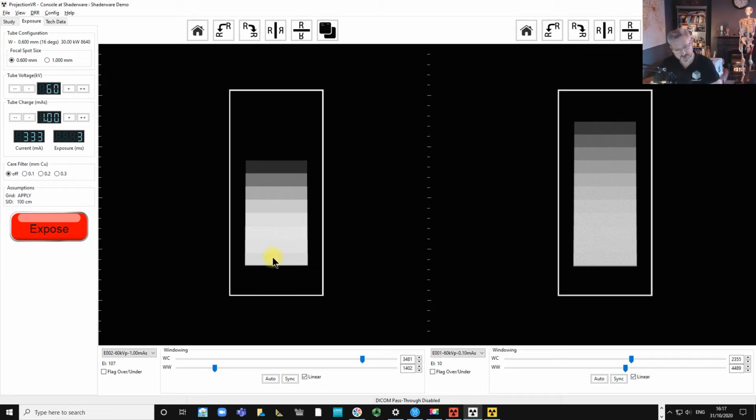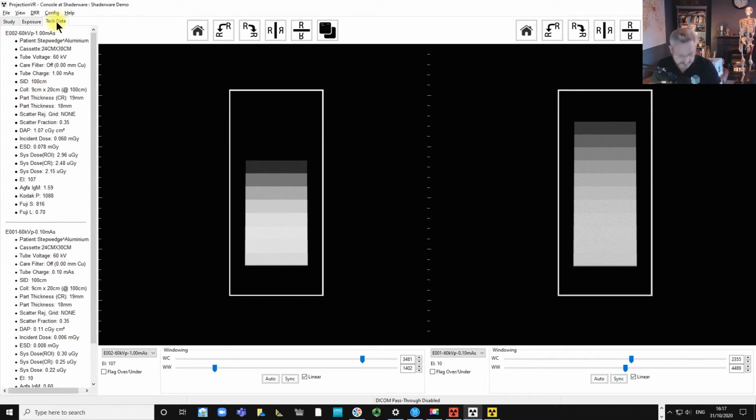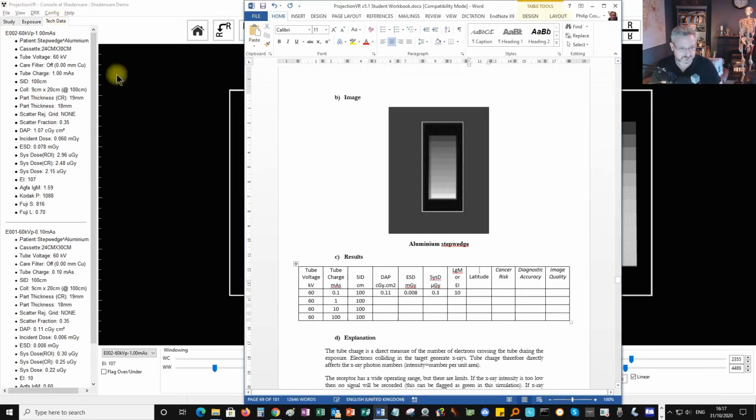So in terms of diagnostic ability, if there was something lurking in an area of white in a patient's image, here we'd have a chance of seeing it, whereas here we wouldn't. And so we have to bear in mind that it's always important to give enough radiation to be able to make a diagnostic decision. Okay, go to the Tech Data tab and fill our table in.